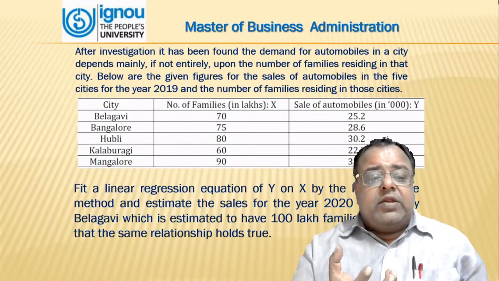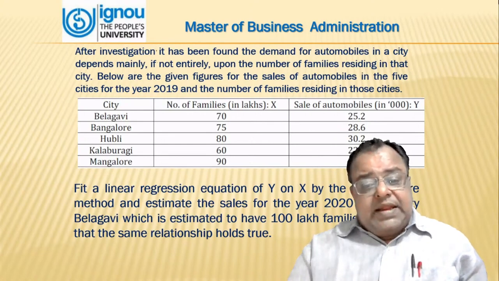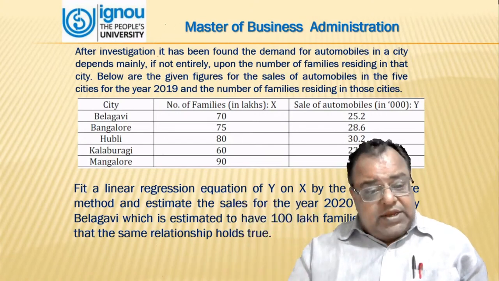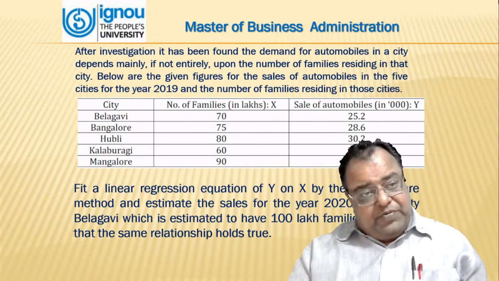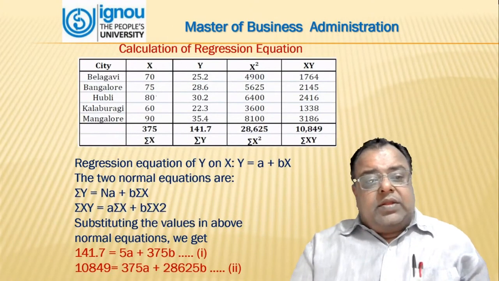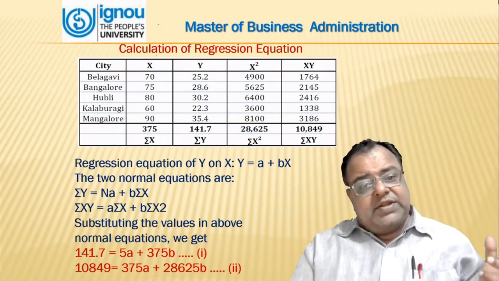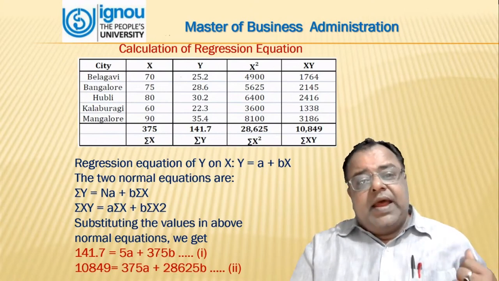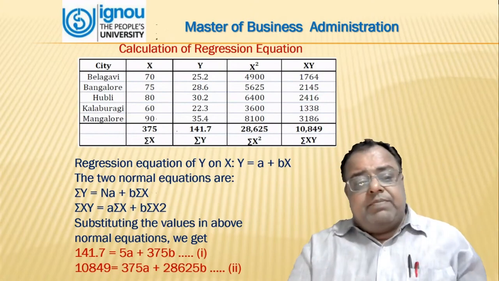Now we are to fit a linear regression line Y on X by the least squares method and estimate the sales of the year 2020 for the city Belagavi, which is estimated to have 100 lakh families, assuming the same relation holds true. The problem will be converted into this form. In front of the respective cities, the values of x and y will be written. And then we will be calculating x square and the product of xy. We will be summing up.